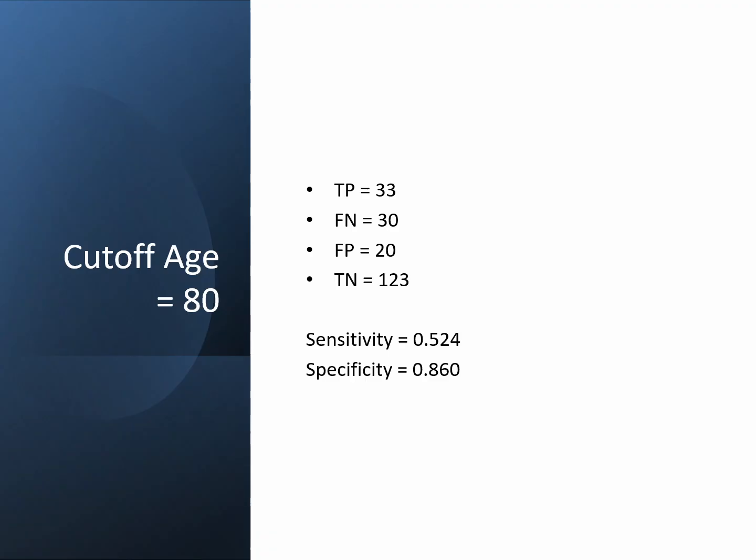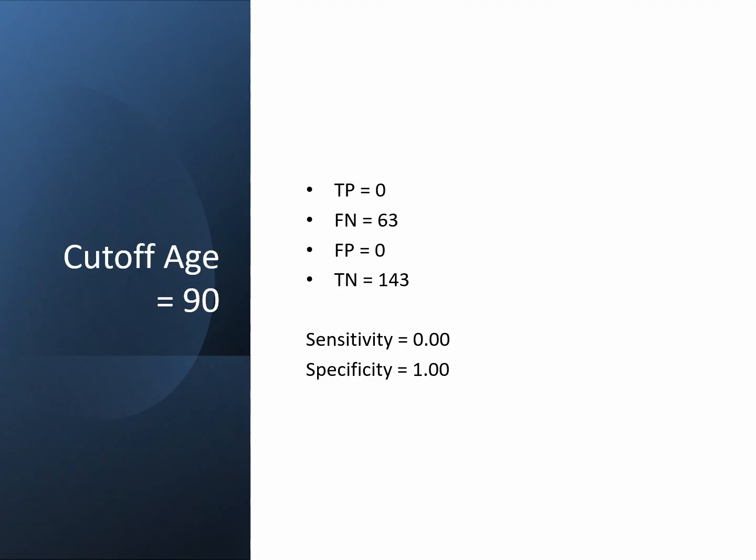At the cutoff age of 80, the specificity becomes very strong at 0.860, meaning survivors are classified more accurately. However, sensitivity drops to 0.524, meaning more deaths are missed.